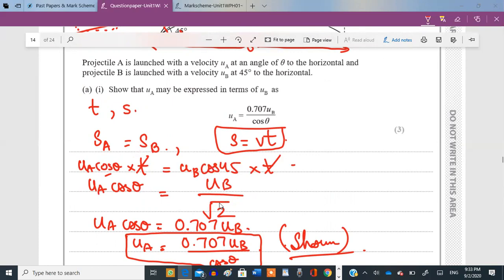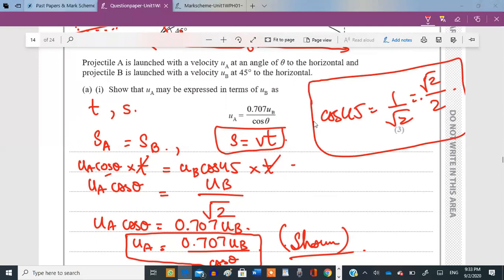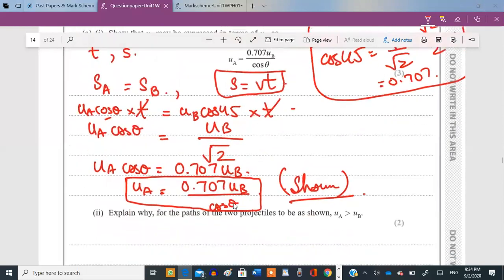Cos of 45 is 1 upon under root 2. The value of cos of 45 is 1 over under root 2, which is actually the same thing as saying root 2 upon 2 in your calculator. And it is equal to 0.707. Okay, so this is 0.707 and you plug it in and you show it.